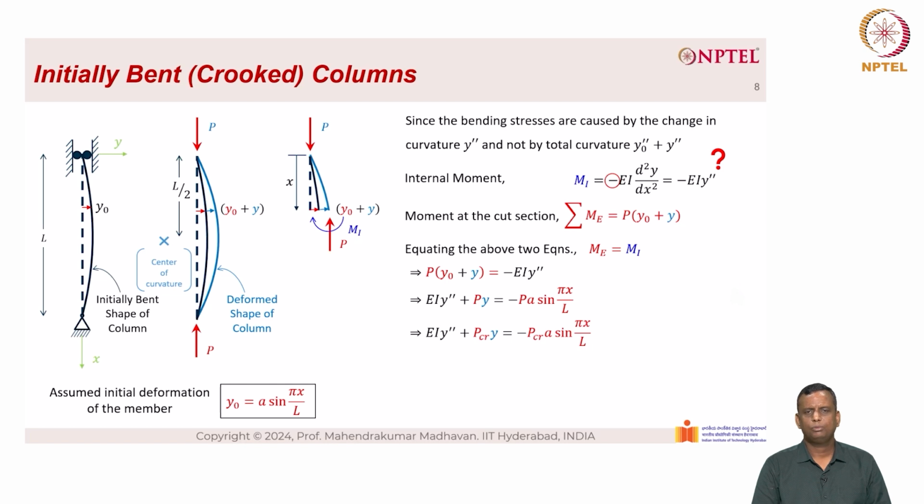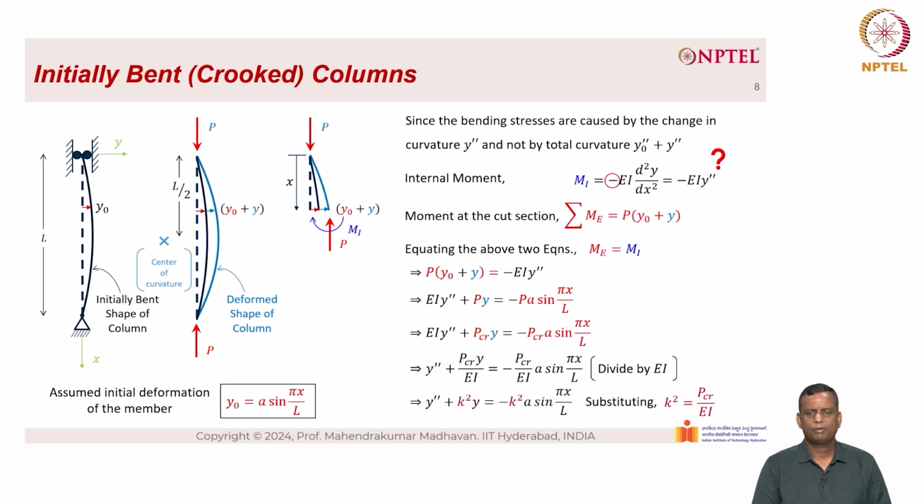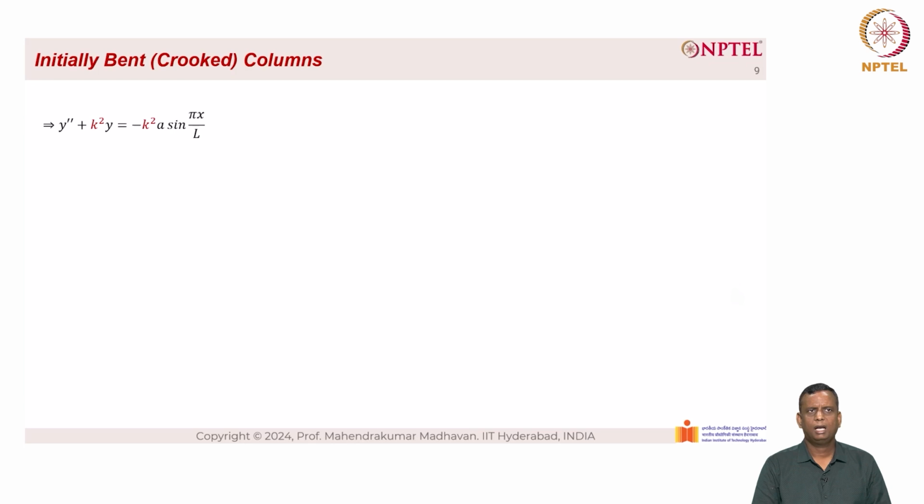We have EI y double dash plus P critical y equal to minus P critical into A sin pi x by L. Now we divide the entire equation by EI, which gives y double dash plus P critical y divided by EI equal to minus P critical by EI into A sin pi x by L. We substitute k square equal to P critical divided by EI. We further simplify this equation: y double dash plus k square y equal to minus k square A sin pi x by L. Now we have the same equation repeated here for continuity.